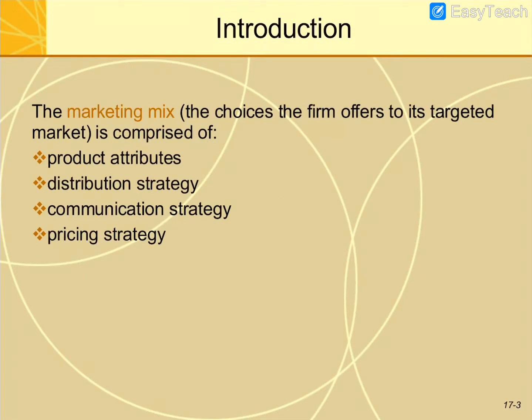When we talk about marketing, we normally have the marketing mix. The marketing mix is actually the choice of what the firm offers to its target market. Normally, it comprises four components: product attributes, distribution strategy, communication strategy, and also pricing strategy. This is what we are going to learn today. I know you already learned about this in marketing management, so I just want to repeat it for you to memorize. Now we proceed to the next slide.